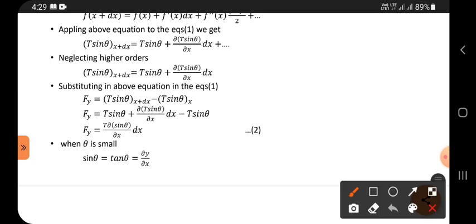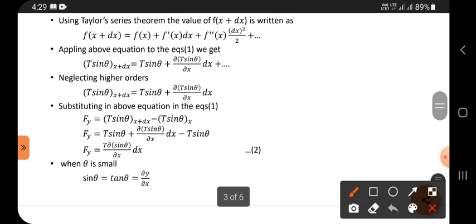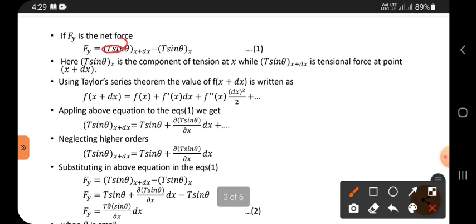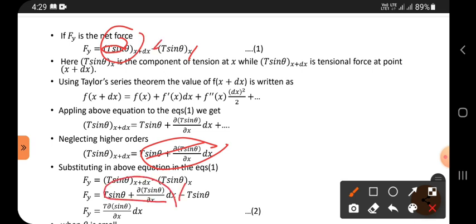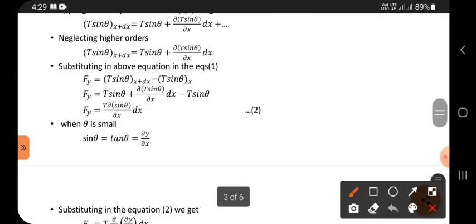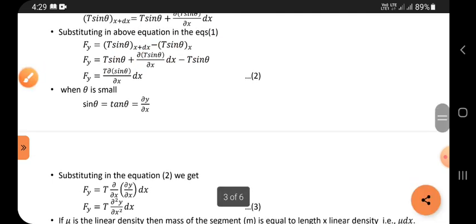Substituting in the above equation 1. So T sin theta at x plus dx, we have to substitute where? In equation 1, in the place of this, and here we have to remove the x component. Alright, see here. So this is totally substituted in the place of this, like this, minus T sin theta at x, which is removed, no need to take it later. Okay, so like this it is substituted, and now these two get cancelled. The remaining is this one only. Okay, so keep it.